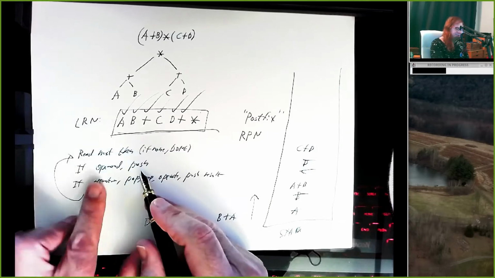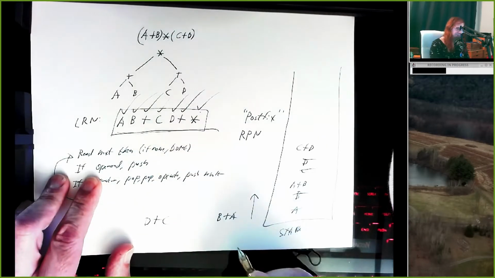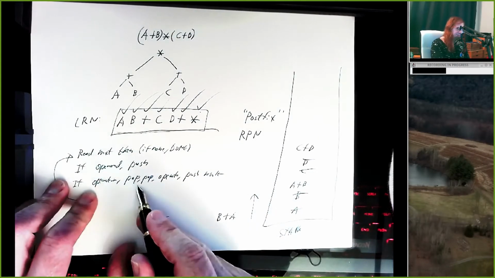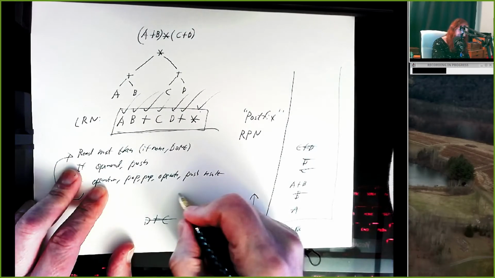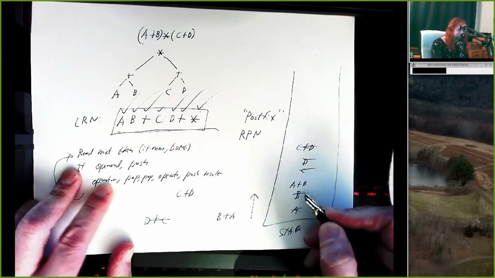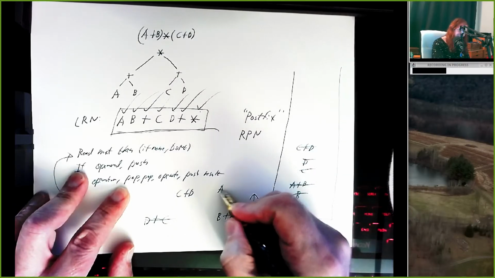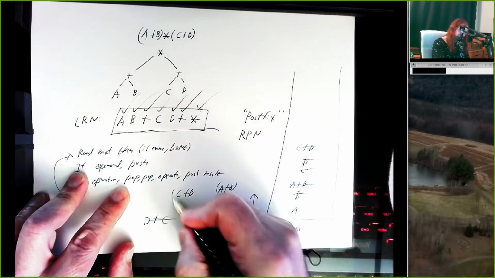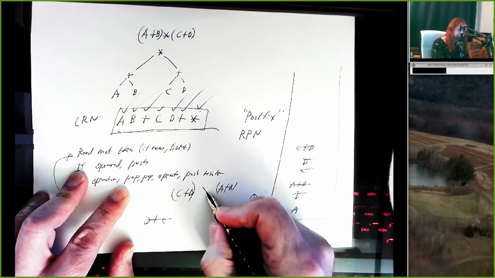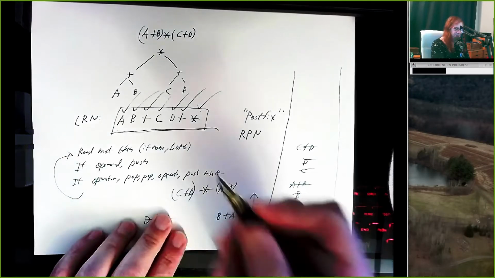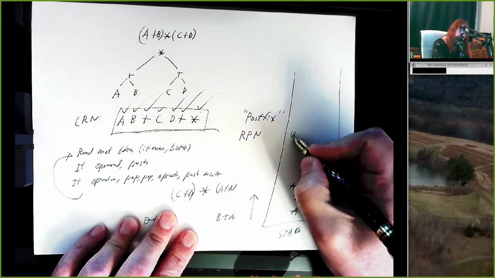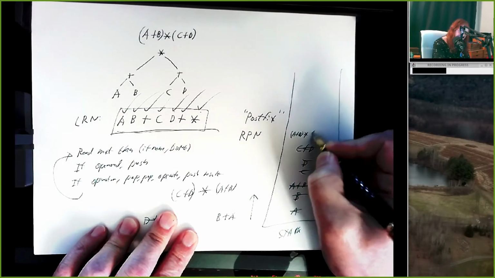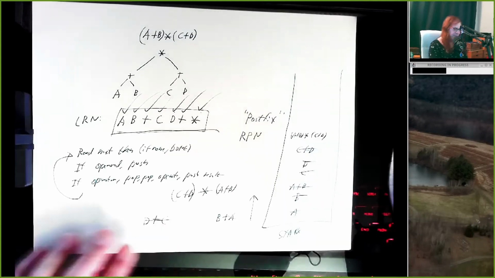Go back to the top of our loop, read the next token, that's a multiplication. If it's an operand, no. If it's an operator, pop off the top of the stack, so that's a C plus D. Pop off the top of the stack again, that's an A plus B. Let me put some parentheses here. Apply the operation, which is multiplication, push that onto the stack. So now the thing that's pushed on the stack is (A plus B) times (C plus D).